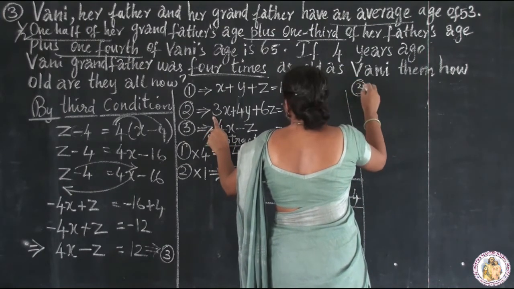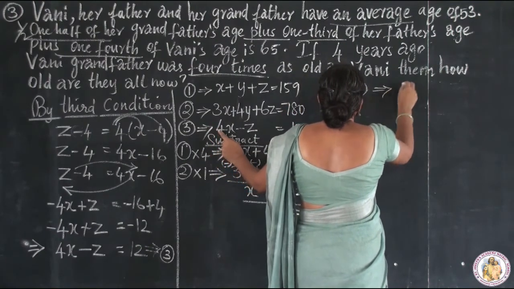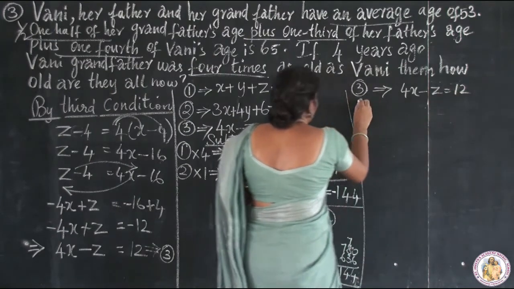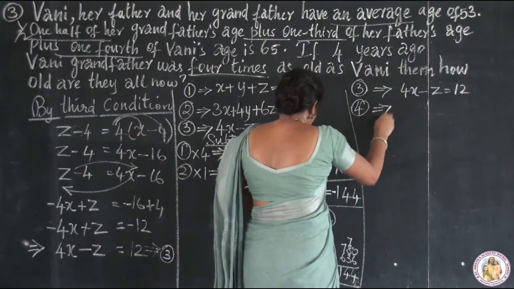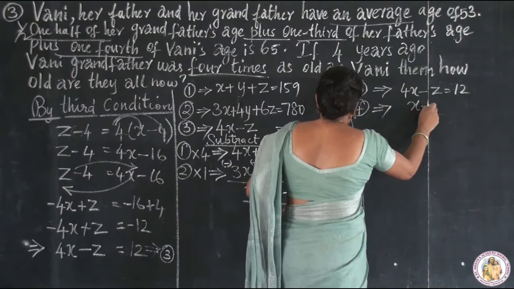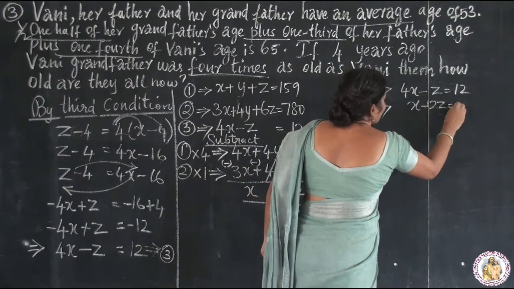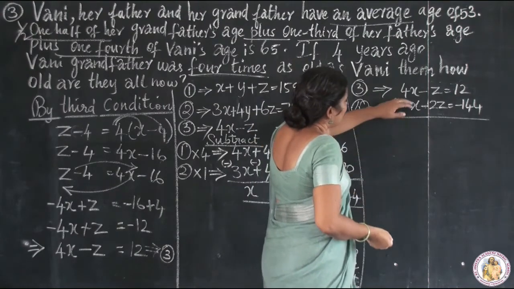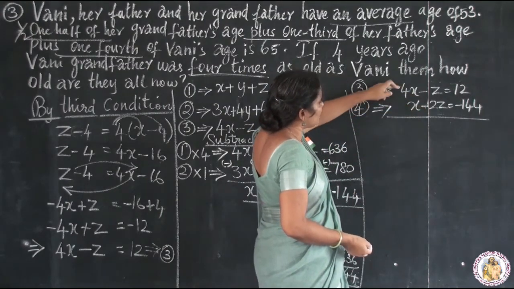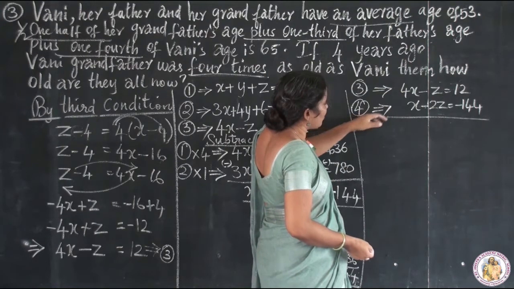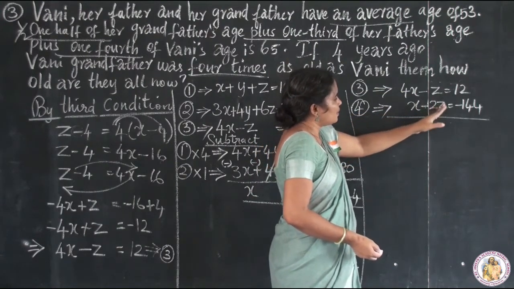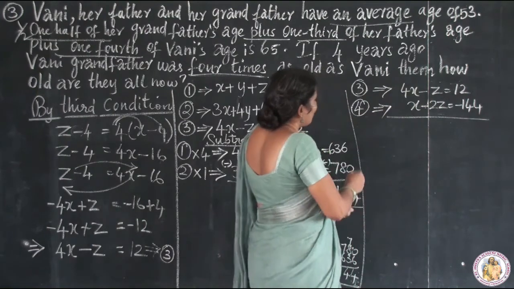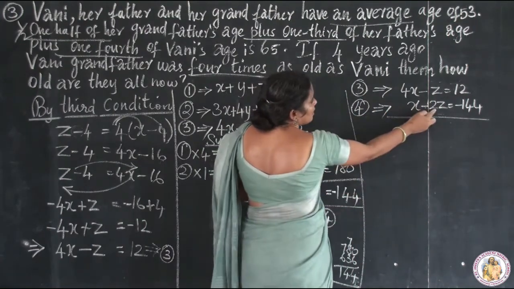Third equation is 4x minus z is equal to 12. For cancelling, we need to multiply the fourth equation by 4. If we need to cancel z, we have to multiply the third equation by 2. We can go with cancelling z.